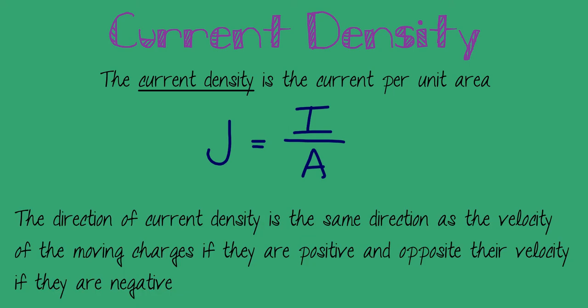The direction of the current density, which happens to actually be a vector, is the same direction as the velocity of the moving charges if they are positive, and opposite their velocity if they are negative. Basically, what we're saying here is that the direction of current density is the same as the direction of the current, even though technically current isn't considered to be a vector.